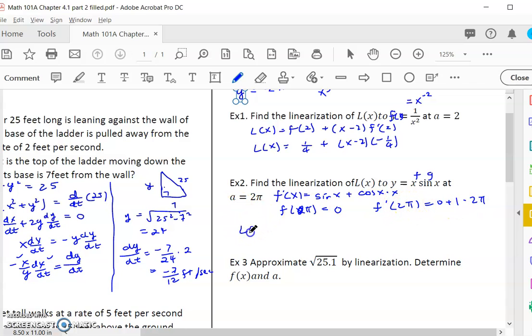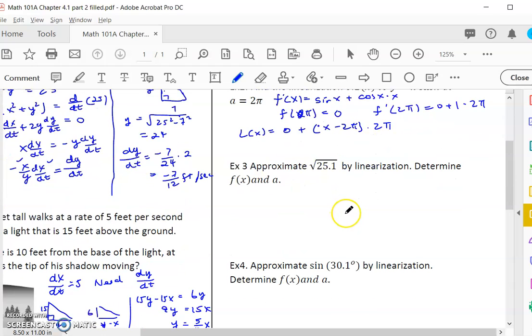So what is my L of x? L of x is f of a, which is 0, plus x minus a, x minus 2 pi, times f prime of a, which is 2 pi. So you use it to approximate the function value when x is close to 2 pi.